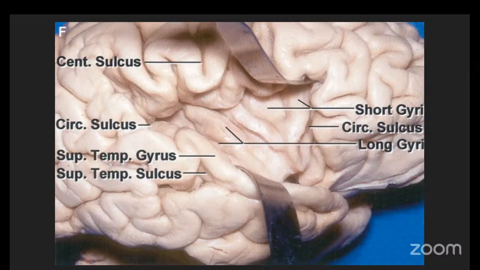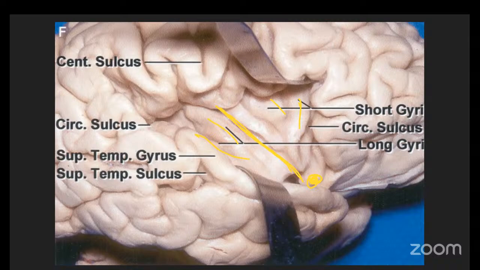Then you can see the long gyri here, and the short gyri here. This here is the lateral sulcus. The long gyri are posterior, the short gyri are anterior, and this portion here, which was right at the anterior Sylvian point, is the limen insula, which overlies the uncinate fasciculus. But we are going to come to it later on.